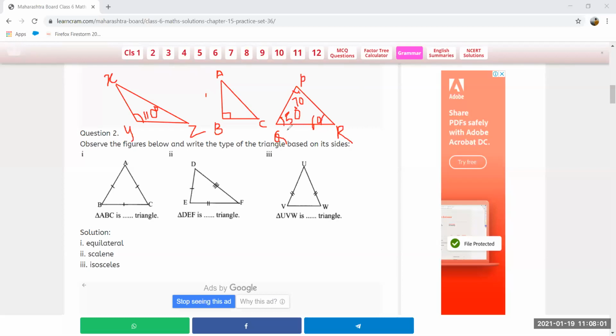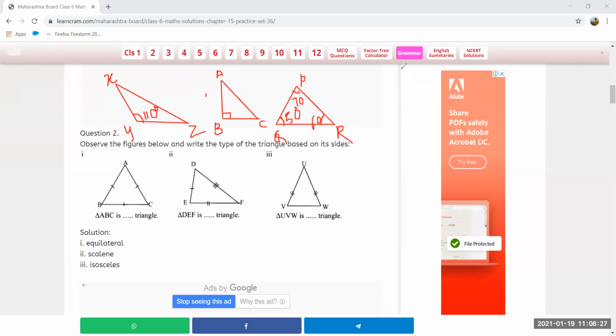So triangle PQR is an acute angle triangle. Triangle ABC is a right angle triangle. Triangle XYZ is an obtuse angle triangle. So on the basis of angle, triangles can be classified into three types: right angle triangle, obtuse angle triangle, and acute angle triangle.